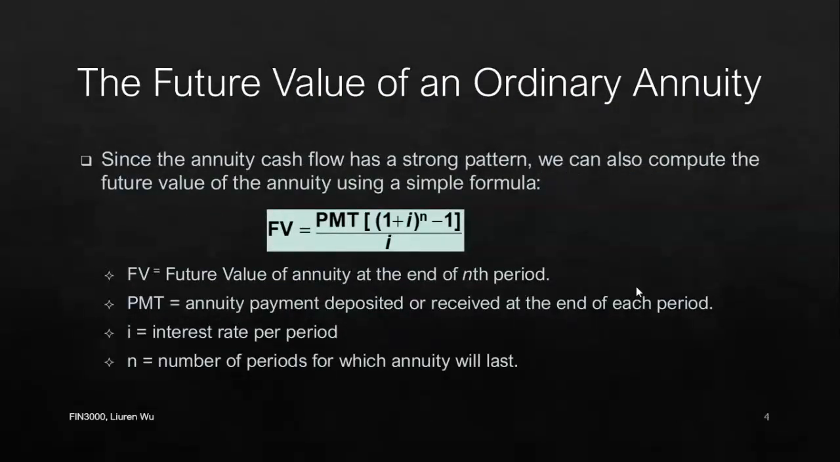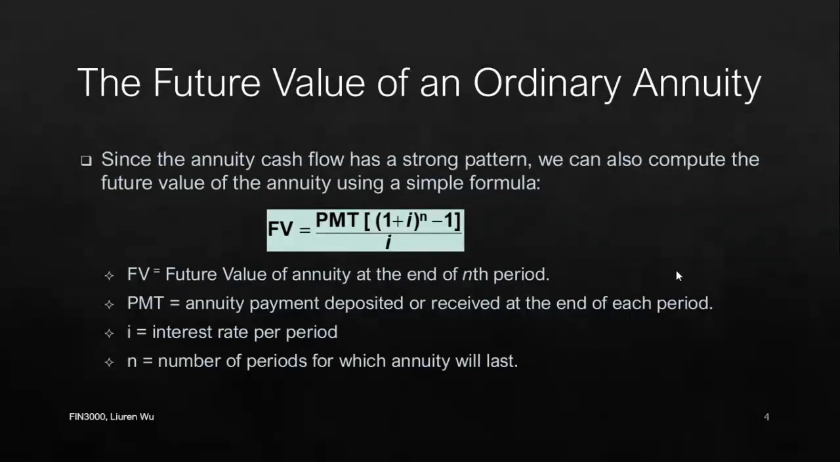This is the formula for future value. FV is the future value of the annuity at the end of the period, meaning how much am I going to have in the future after investing for N years. PMT is our annuity payment, deposited or received, the amount of money. I is the interest rate per period, just the same as compound interest. And N is the number of periods in which the annuity will last. We'll talk about how to calculate I and N.